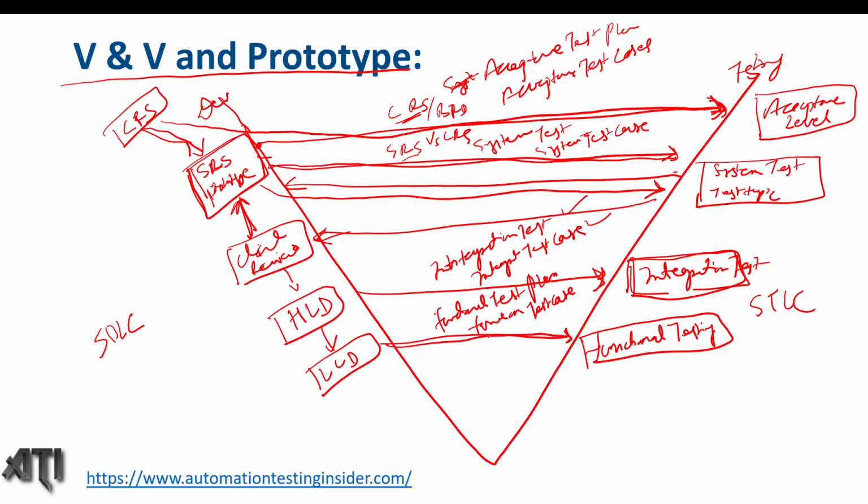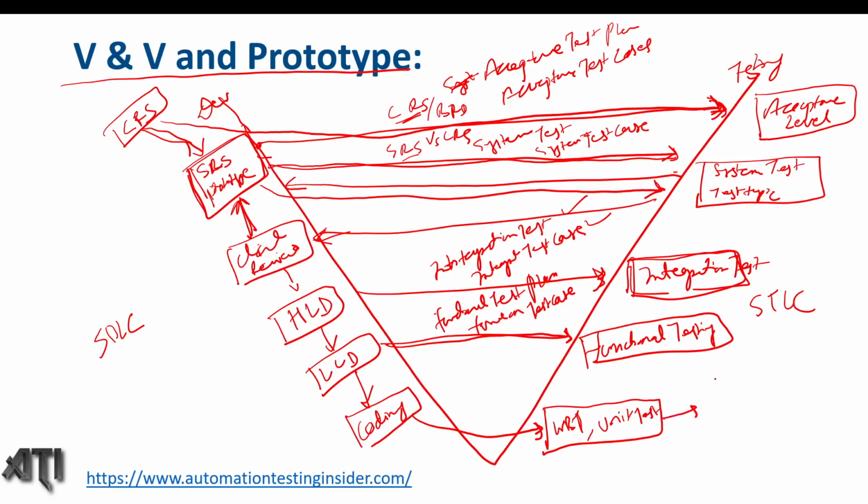When the developer has developed the low level design, now they will do the actual coding here, because designing and everything is done. The developer will do the white box testing, or the developer or white box tester will do either the white box testing or unit testing. So this is unit level.